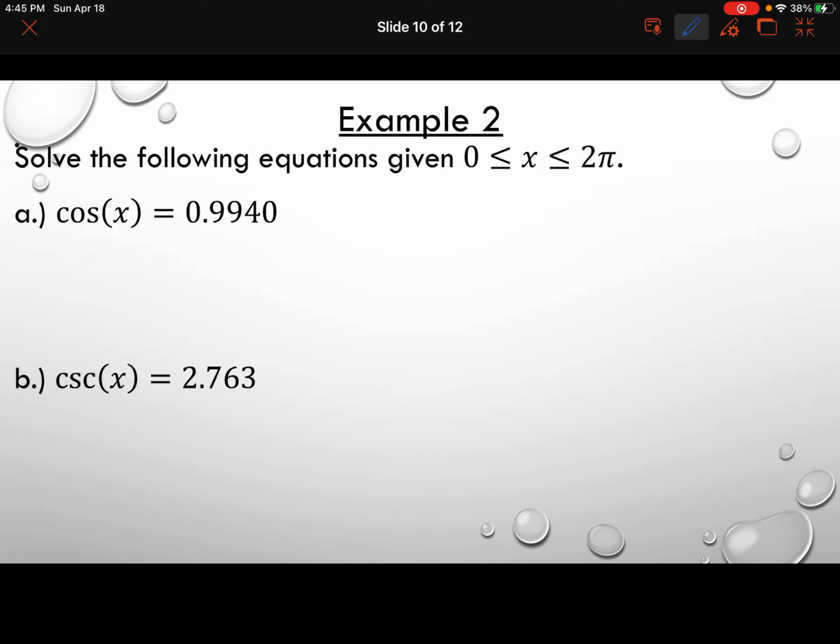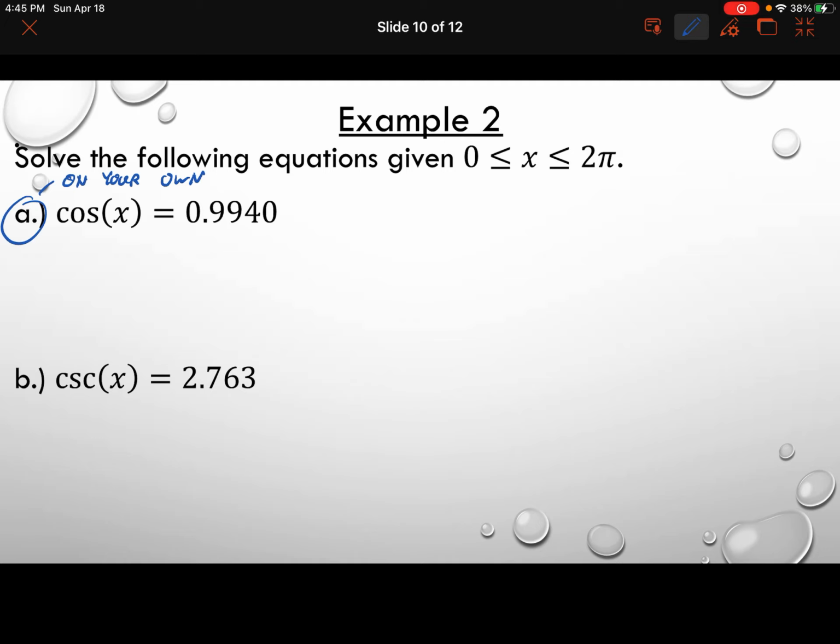So A you can definitely do on your own, because it's just cosine instead of sine. So you just have to use inverse cosine instead.